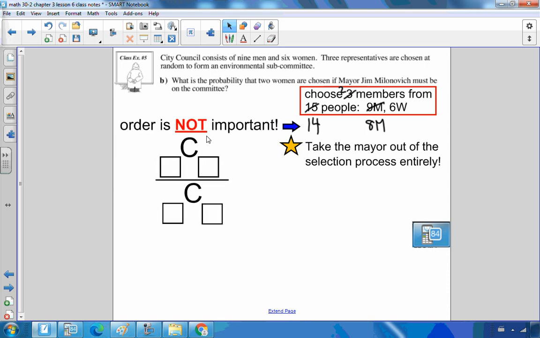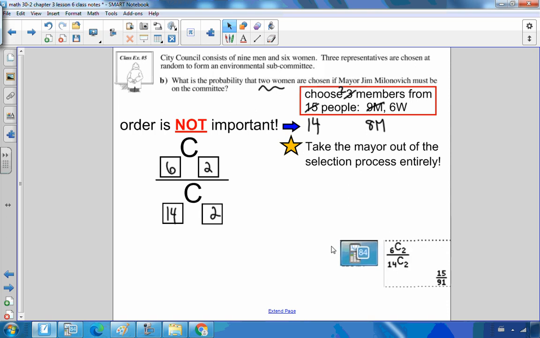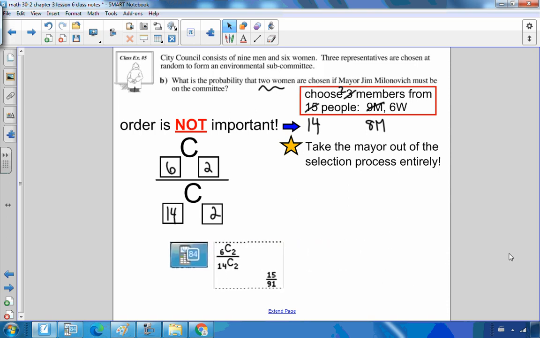Now, in this case here, order is not important because I'm just looking that they're on the committee. So I want those 2 women out of the 6. 6C2 out of 14C2. So since the mayor's on there, it's really only a committee of 2 that I'm looking at. So I divide those together and I get 15 out of 91 ways.